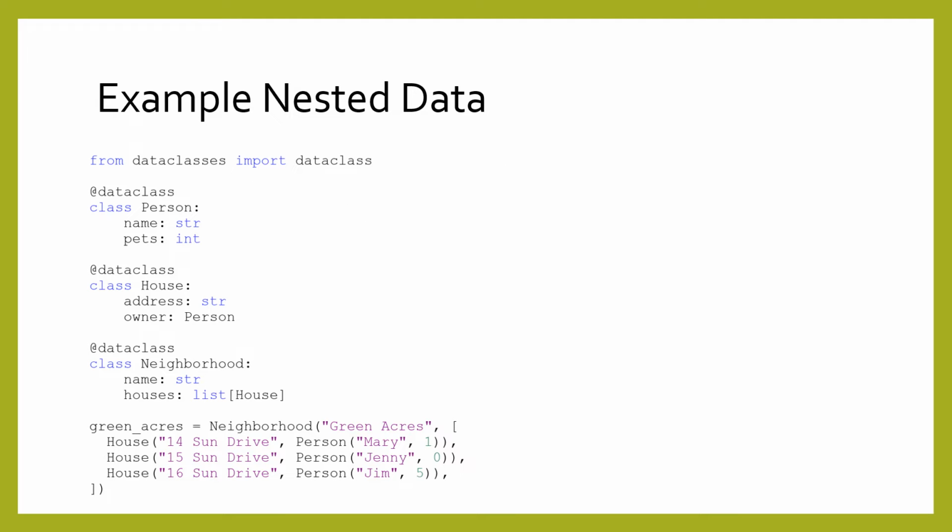Let us look at a concrete example. Shown here we have 3 data classes, where 2 of the data classes have fields referencing other data classes. In fact, for the first level, the neighborhood data class's houses field is actually a list of the house data class. At the deepest point, there are 4 levels of nested data structure here.